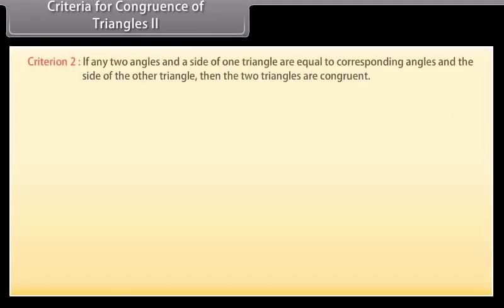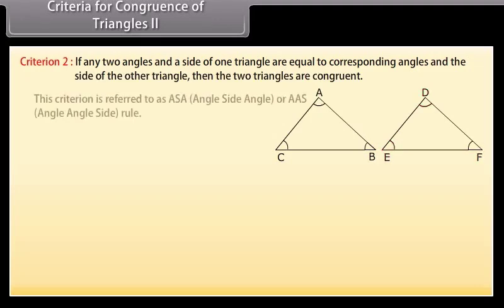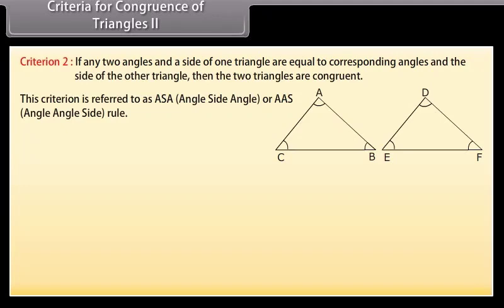Criteria for congruence of triangles 2. The next criterion for the congruence of triangles is that if any two angles and the side of one triangle are equal to corresponding angles and the side of the other triangle, then the two triangles are congruent. This criterion is referred to as ASA, angle side angle, or AAS, angle angle side rule. Let's solve an example now.